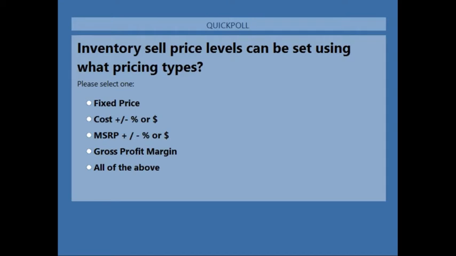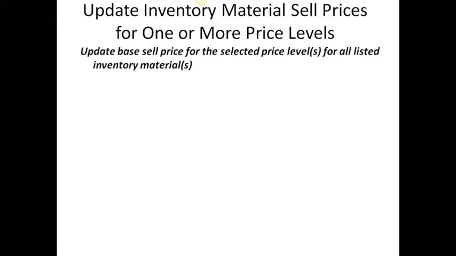The poll question is: inventory sell price levels can be set up using what pricing types? A fixed price, a cost plus or minus a percentage, commonly referred to as markup, or plus or minus a dollar value, manufacturer's suggested retail price plus or minus percentage or dollar value, gross profit margin, or all of the above? What a class we've got here today, everybody.